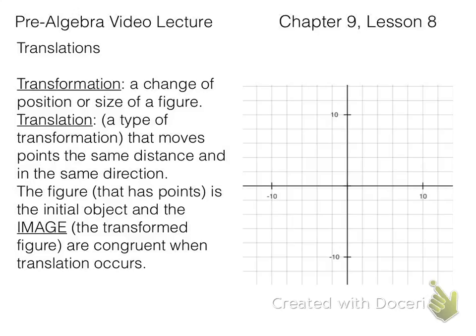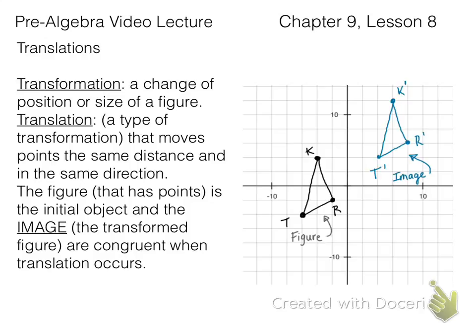Okay? So let's go ahead and try this out real quick. So if I start out with this figure, which is a triangle, and this is triangle KRT, or triangle TKR, or triangle RTK. And I'm going to translate it to a different point. All right, but this is also the figure. The initial part is the figure. And now that I've moved it, it's now the image.